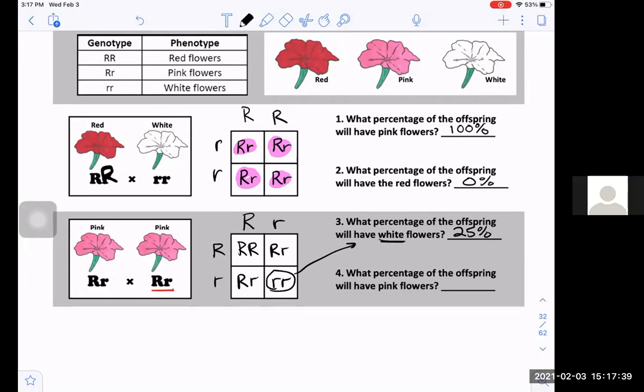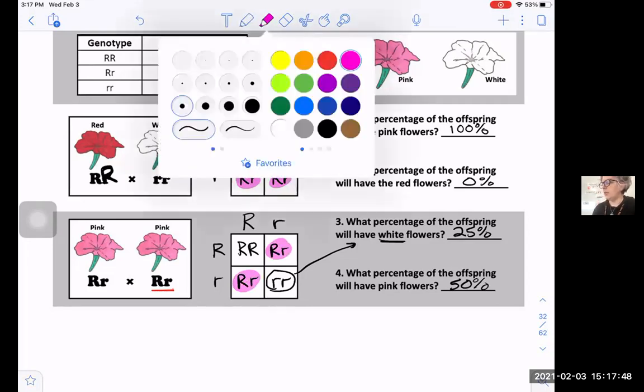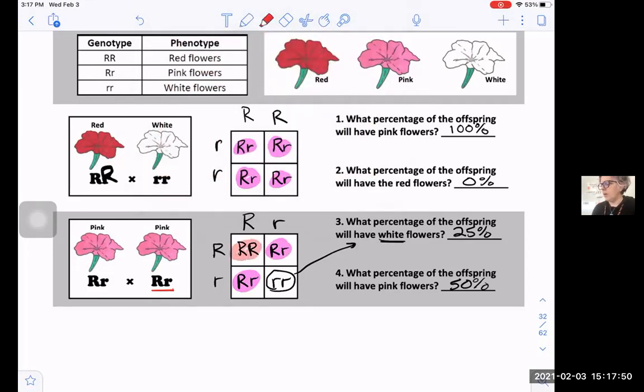50%. Yep. So we would have these two be pink. Little r would be white, and big R would be red, right? So there are actually three different phenotypes that are possible when you cross two pink flowers. All right, so this is incomplete dominance, when the heterozygous has a third color.